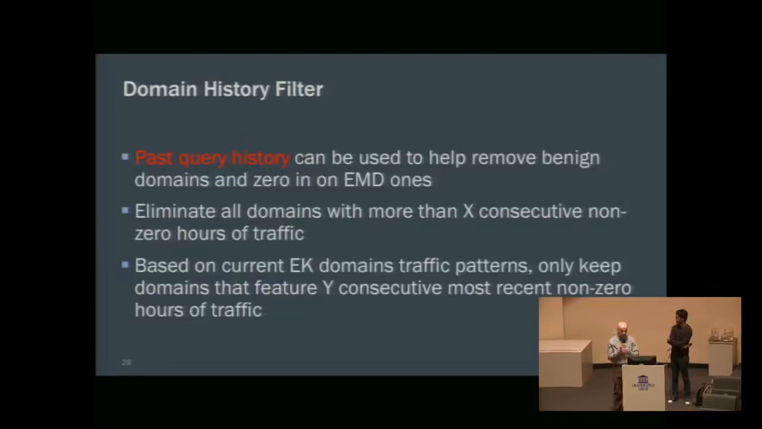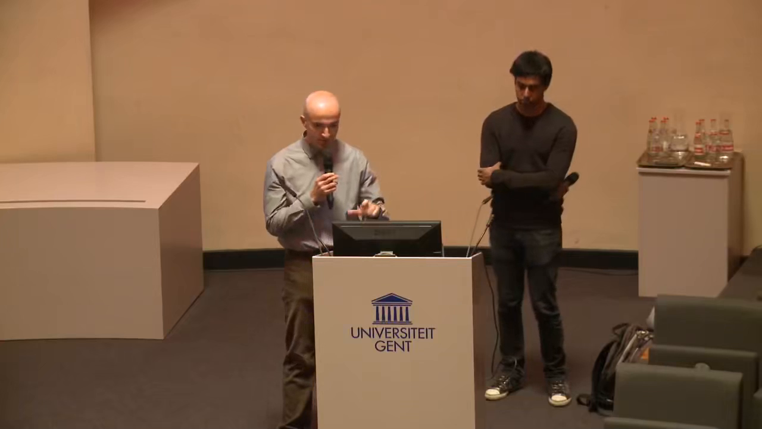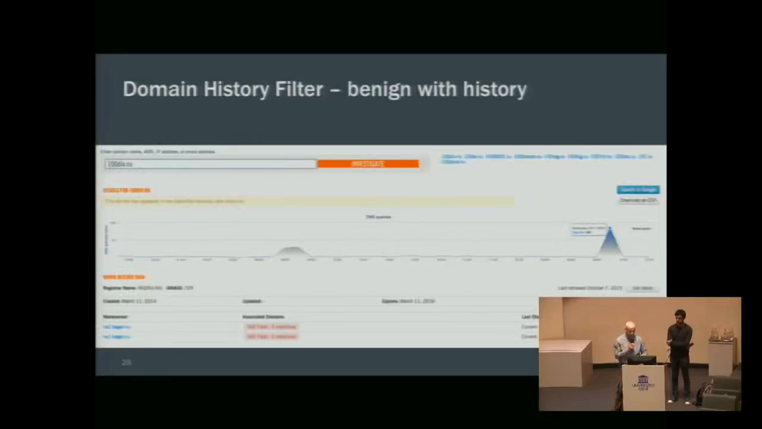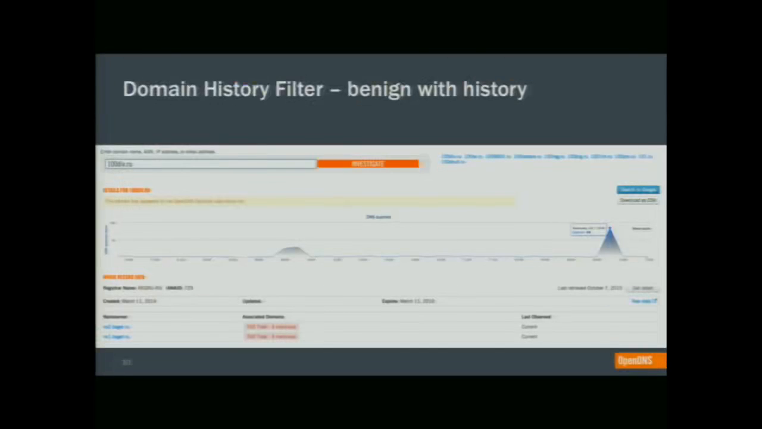Then we have been observing exploit kit domains for a while, and we saw that they featured this behavior where the spike will last no more than Y consecutive non-zero hours of traffic. And it's specific to the attacks. So what we do in the next stage is only keep the domains that have the most recent Y consecutive non-zero hours. As an example, this domain here had a spike when we caught it, but when we check the past 30 days, we see that it had an earlier bump a couple of weeks ago, and that eliminates it from the specific types of attacks we're trying to catch.